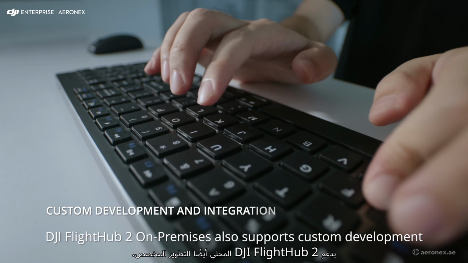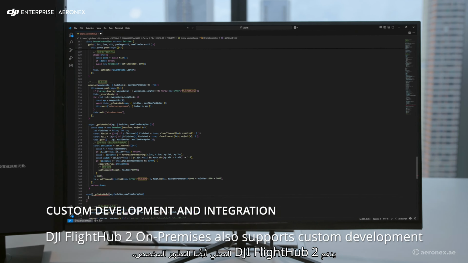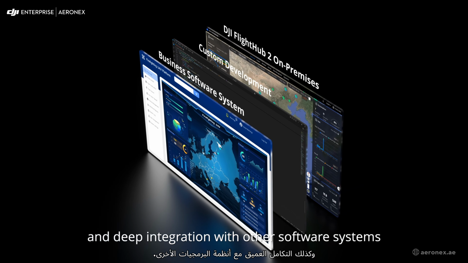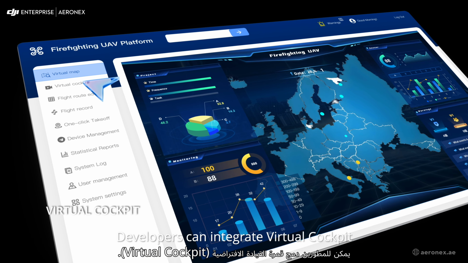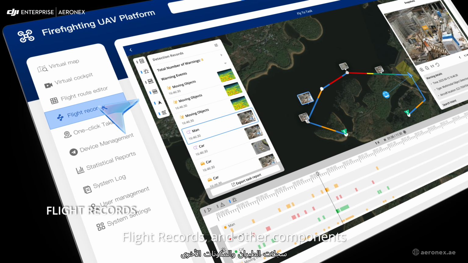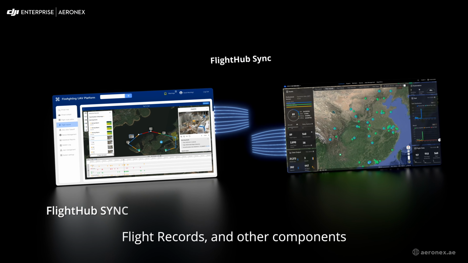DJI FlightHub 2 on-premises also supports custom development and deep integration with other software systems. Developers can integrate virtual cockpit, flight route editor, flight records, and other components.